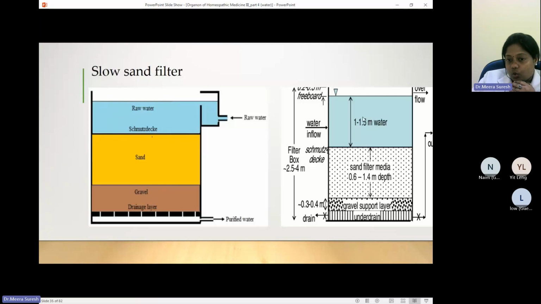So we have a supernatant water layer about 1 to 1.5 meter, and that will always be kept constant so that the pressure is always maintained. Then there is the Schmutzdecke layer, the black one, the biological layer I told. Then a sand filter, the principle that we learned in the groundwater itself, because of the sand, the clay, the gravel, etc. So the water that is coming out will be getting filtered. The sand filter can vary from 0.6 to 1.4 meter depth, and then a gravel layer, and then under drainage.